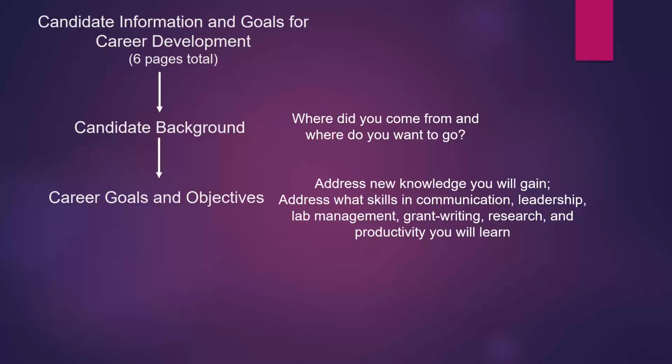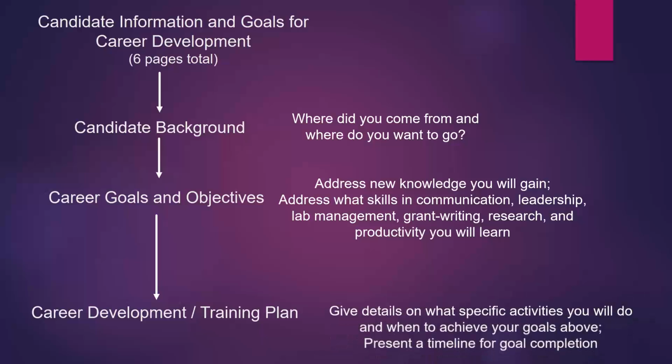So this is where you address new knowledge that you'll gain from this K award. Address what skills in communication, leadership, lab management, grant writing, research, and productivity you will learn. And last but not least, next week we'll be going over this in more detail, but the career development training plan. So here's where you give details on what specific activities you will do and when you're going to achieve your goals listed above in career goals and objectives. And you're going to present a timeline for goal completion for all of your training.